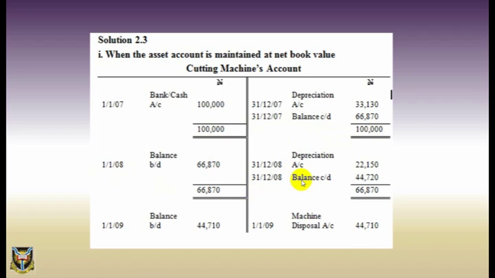31/12/2008 depreciation A/C 22,150. 31/12/2008 balance C/D 44,720, total 66,870. Machine: 1/1/2009 disposal A/C 44,710.